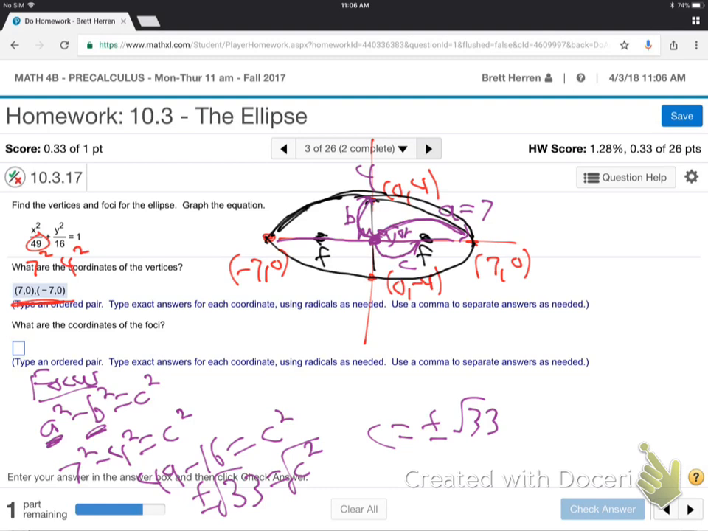What does that mean then? The focus point is here and here. That means (root 33, 0) and (minus root 33, 0). Right? Those are the two focus points. That's this point right here and this point right here. And we're done. That's all they want. All is well? All right.